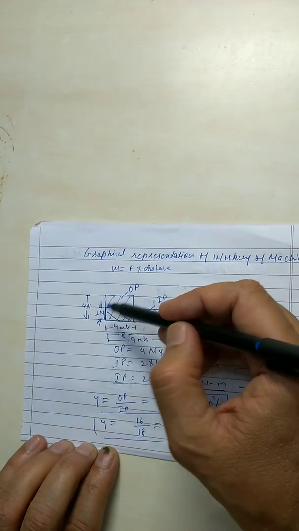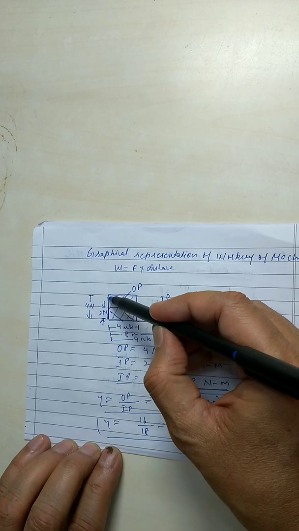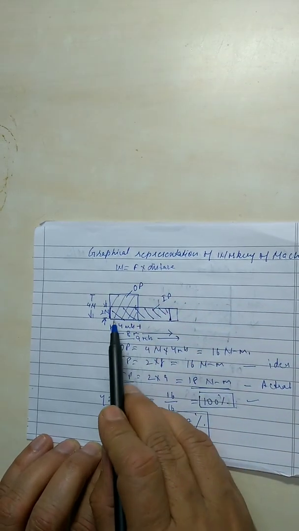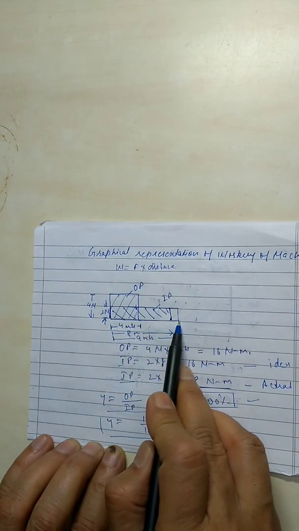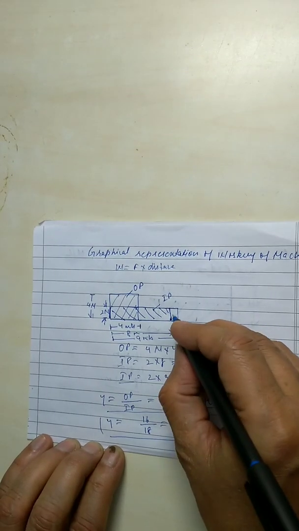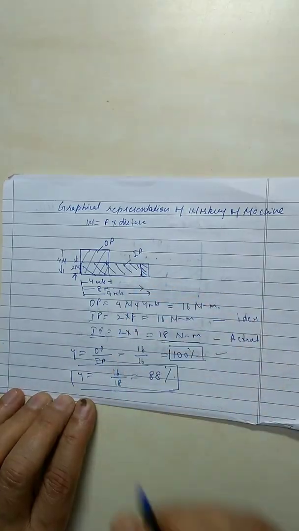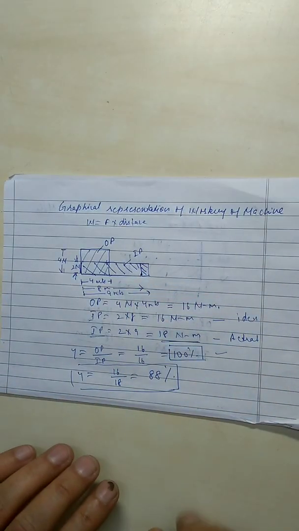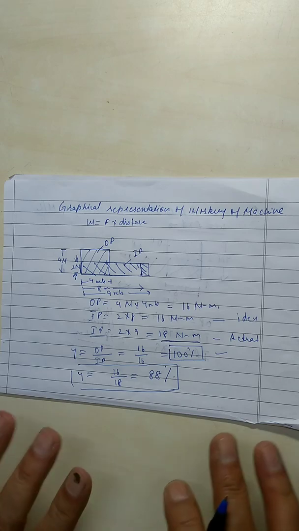So our main aim is to reduce the effort, because this is our main problem. The distance traveled by the effort is not our problem. So definitely we'll make use of a machine even if the efficiency of the machine is less than 100%.